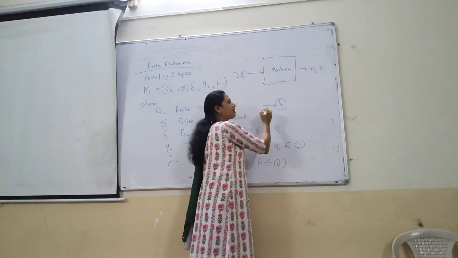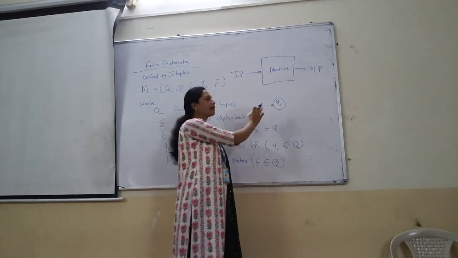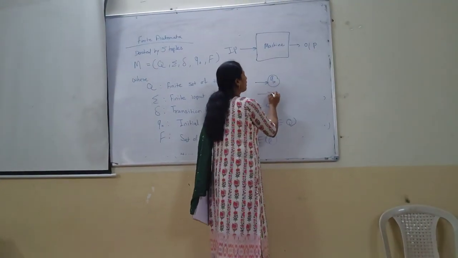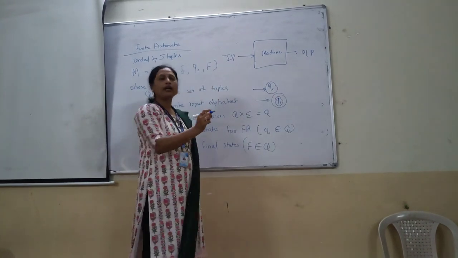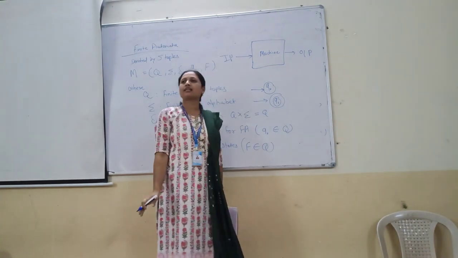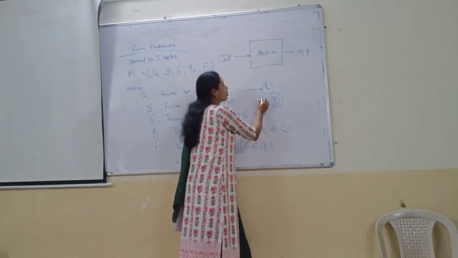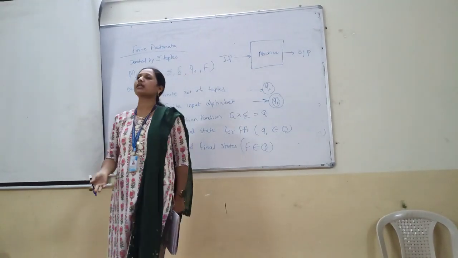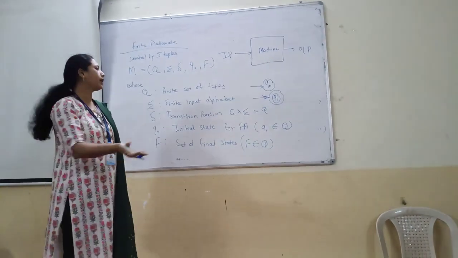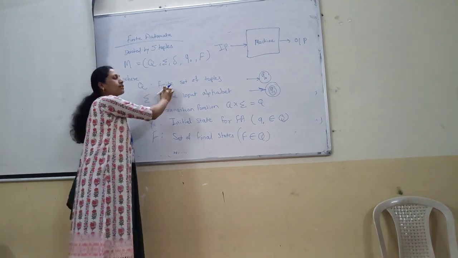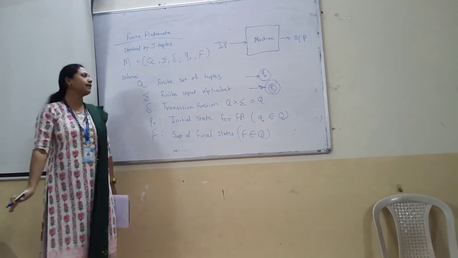Q0 is a state, and the starting state we mention by Q0, and the final state we mention by, you can see, Q1. By a double circle we can say it is a final state. So to represent how the machine internally works, we are going to use a number of states. Okay, so capital Q is a finite set of states.